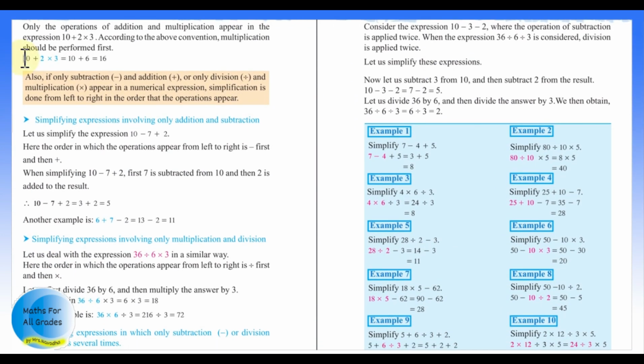So this is the same question, 10 plus 2 times 3. According to the rules, we go for the multiplication first. 2 times 3 equals 6. And then addition, 10 plus 6 equals 16.